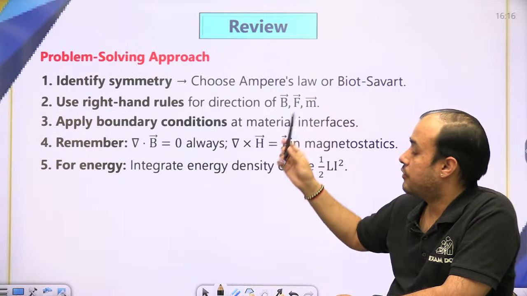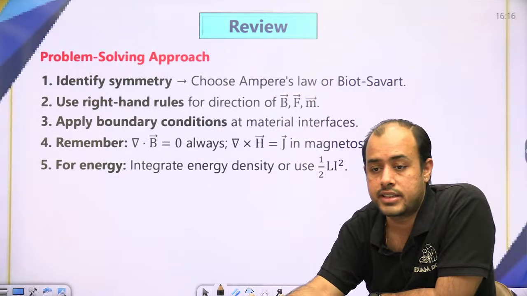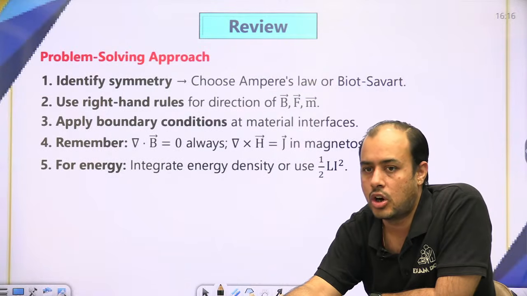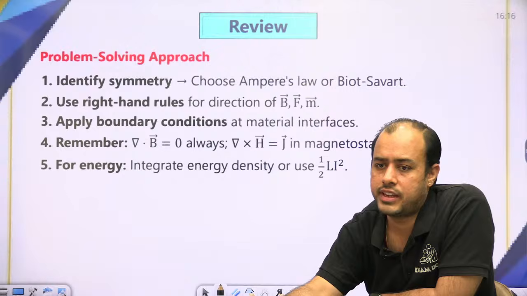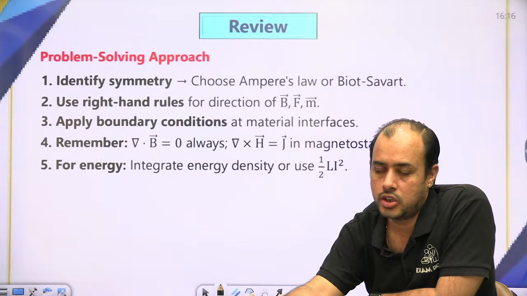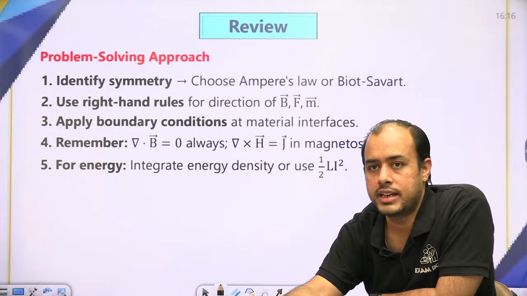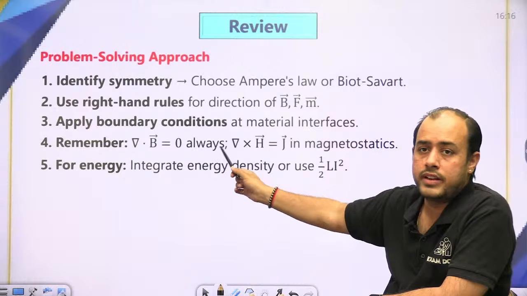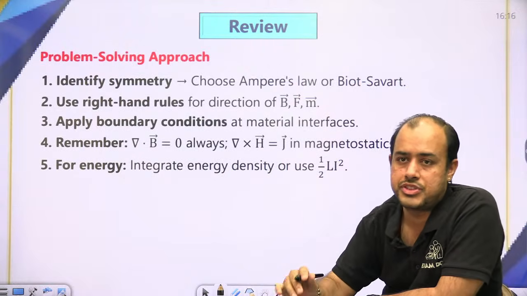Okay. So whenever beta the current distribution is symmetric, we should always use the Ampere's law. If not, we have to go by basic, that is the Biot-Savart law. We have to apply boundary condition at the interface of material. Del dot B is always 0, del cross H equal to J.